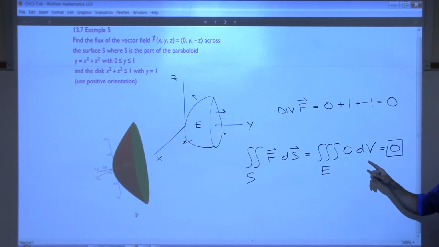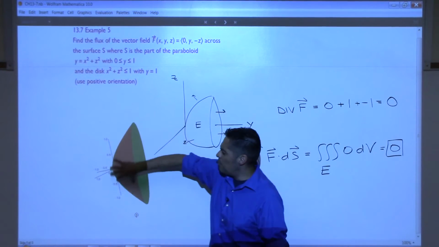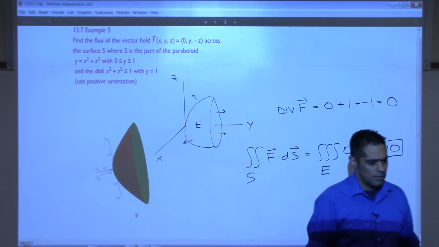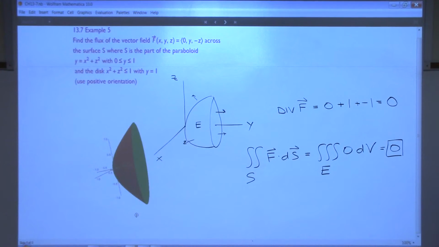Now, when we did it, on one surface I think we got negative pi, and on the other surface we got pi, and then they canceled out, we got 0. So it matches up with what we did. It's nice, right? Okay. Done.